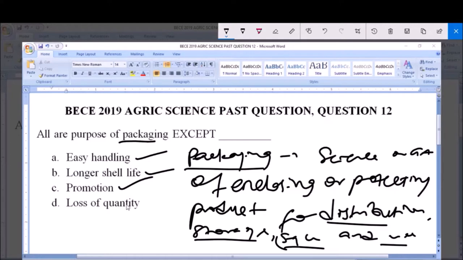And D says loss of quantity, which is not a purpose of packaging, because packaging helps to do what? It helps to enclose and protect this agricultural produce. So the answer to this question is D, loss of quantity. It is not a purpose of packaging. D is the correct answer.